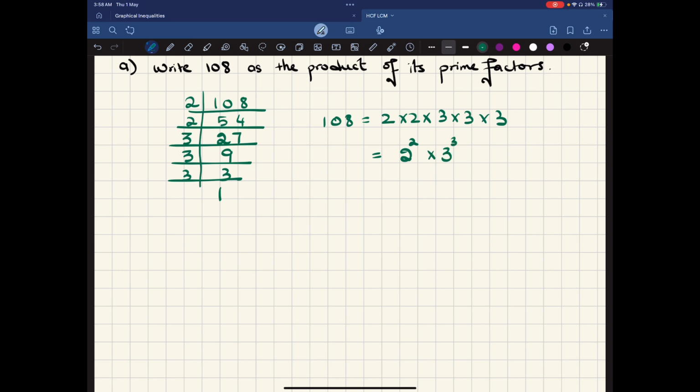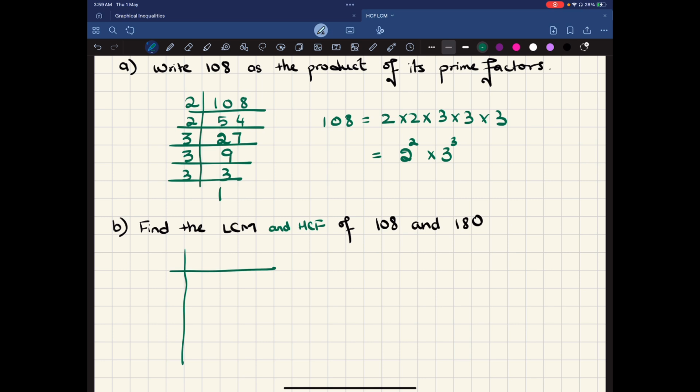Okay, what is part B? Part B states: find the LCM, and I'm going to add, this was not part of the question, HCF of 108 and 180. Okay, so we've already expressed 108 as a product of its prime factors. We are now going to express 180 as a product of its prime factors. And then I'm going to explain how we're going to use these prime factors to find the HCF and LCM.